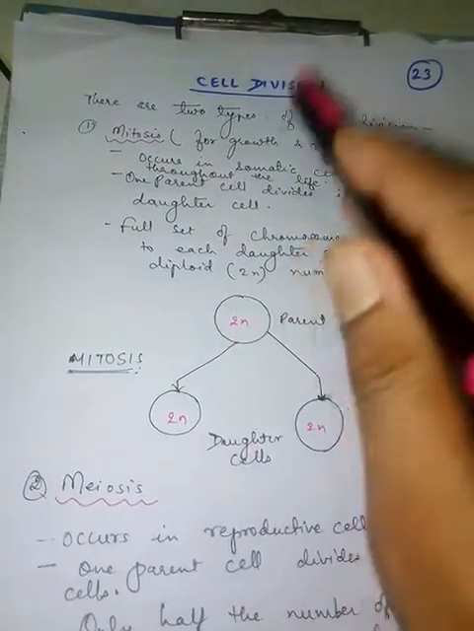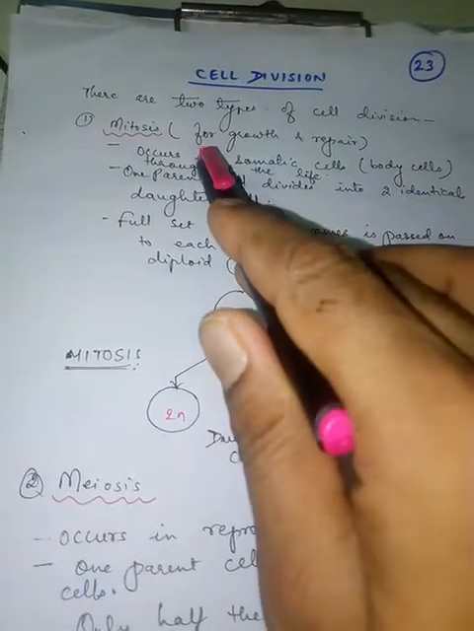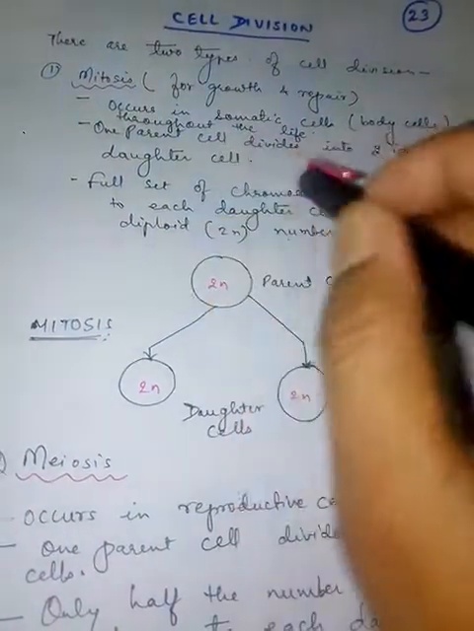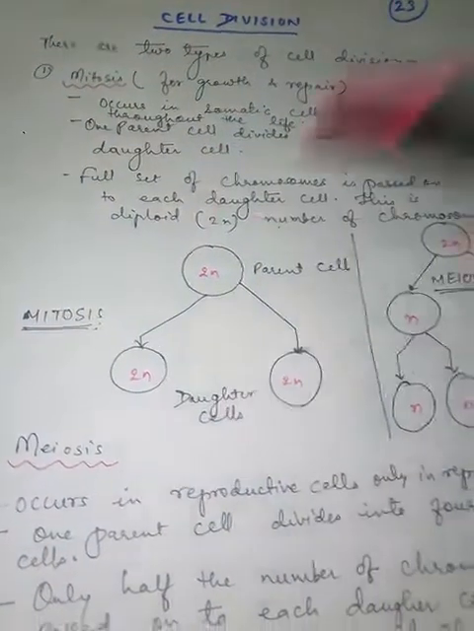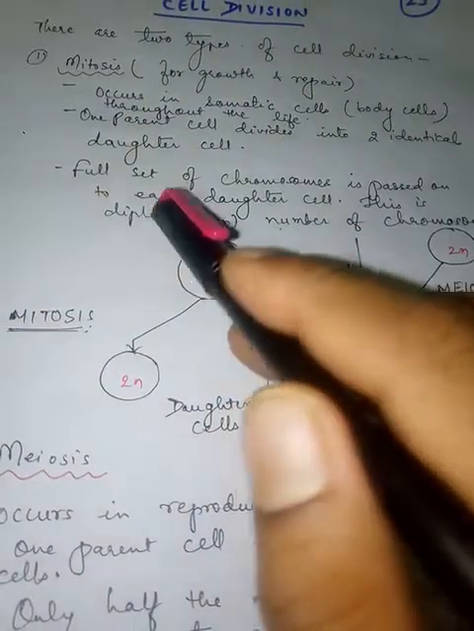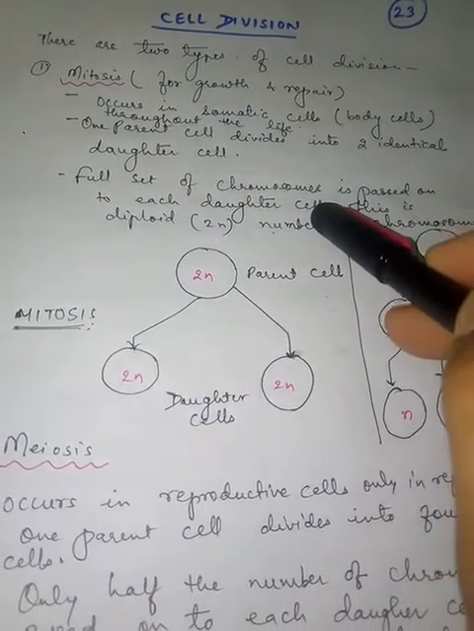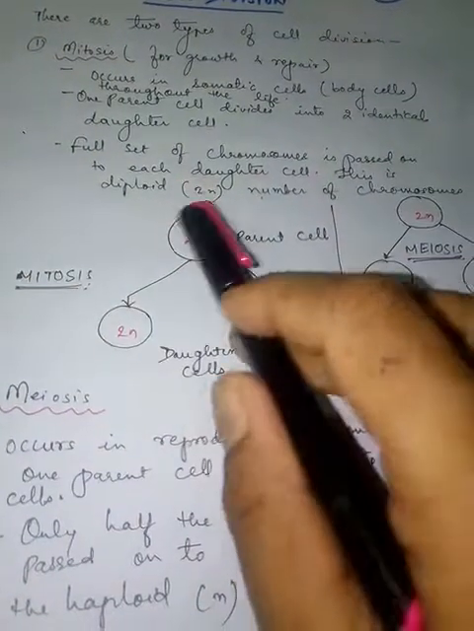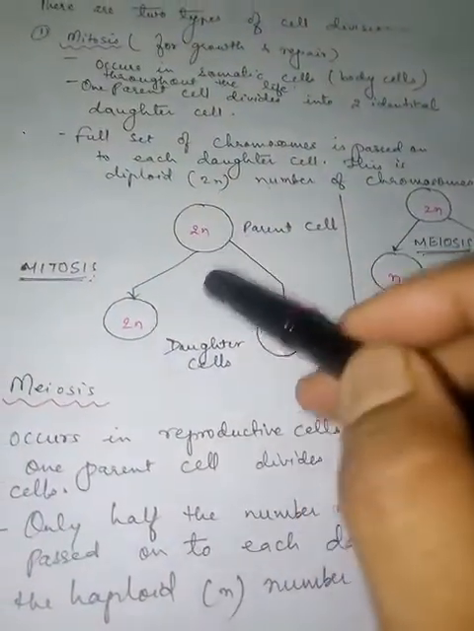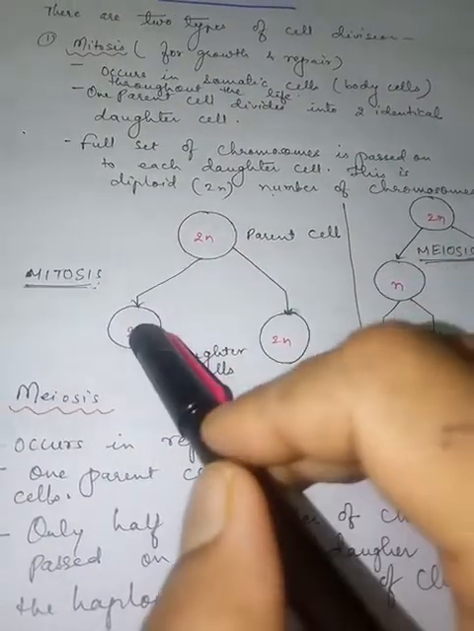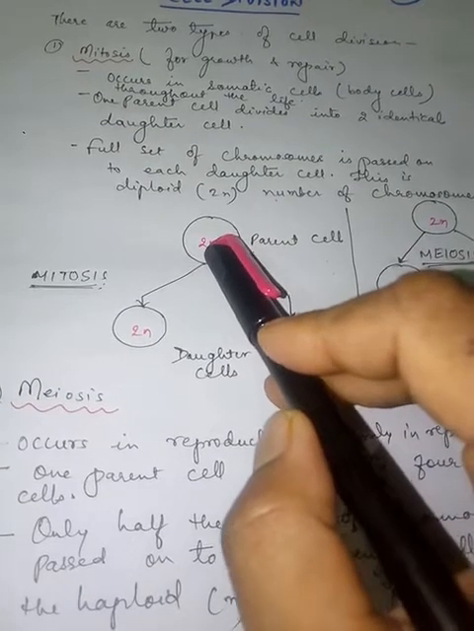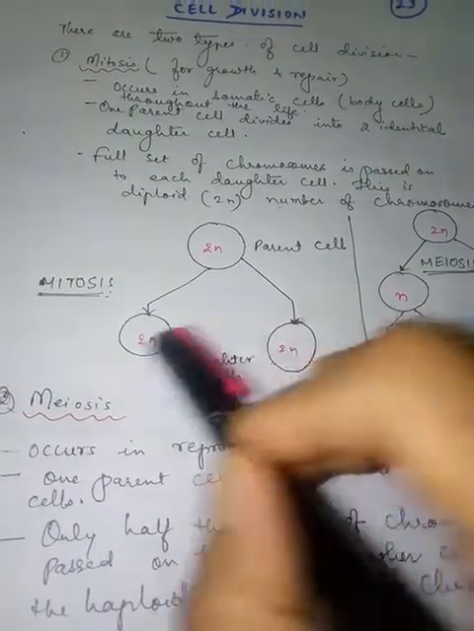It continues throughout the life. Here what happens, one parent cell divides into two identical daughter cells, and the full set of chromosomes is passed on to each daughter cell. In case of human beings, the full number of chromosomes is 46, and this is called the diploid number of chromosomes. So here with the diagram you can understand the parent cell divides into two daughter cells, and you can see 2n means 46 chromosomes are present here. 46 chromosomes are present in each of the daughter cells also.